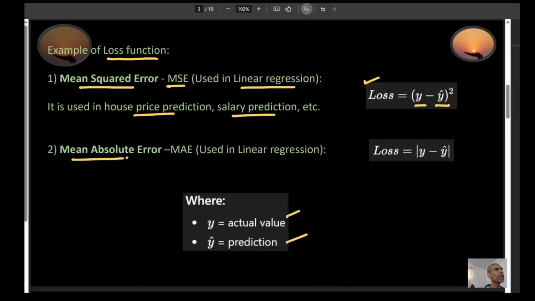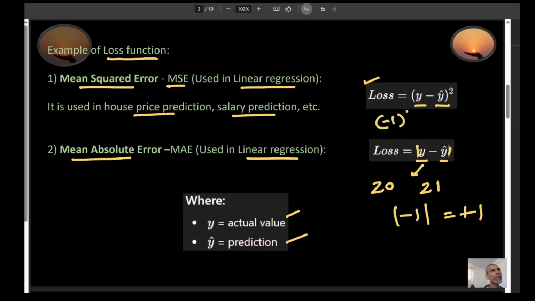Then you have mean absolute error, MAE. This one is also used for linear regression. Here your loss is the actual value of y minus the predicted value of y, and you take the absolute value. So let's say your actual value is 20 and your predicted value is 21. In this case, 20 minus 21 is minus 1, and then you take the absolute value and the answer comes out to be plus 1. In the squared case, 20 minus 21 would be minus 1, and then you square that and the answer would be plus 1.